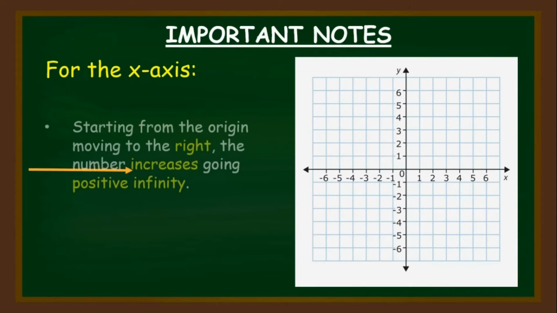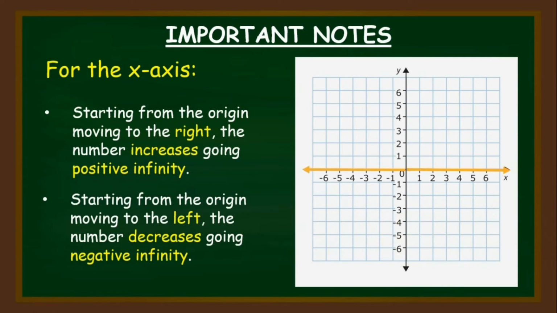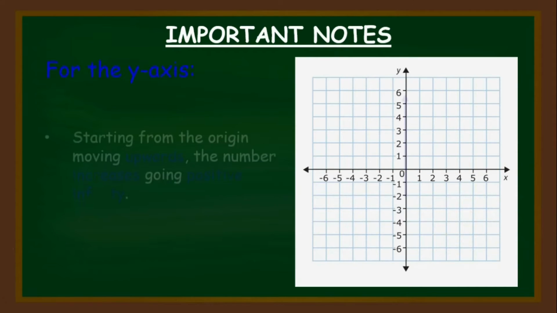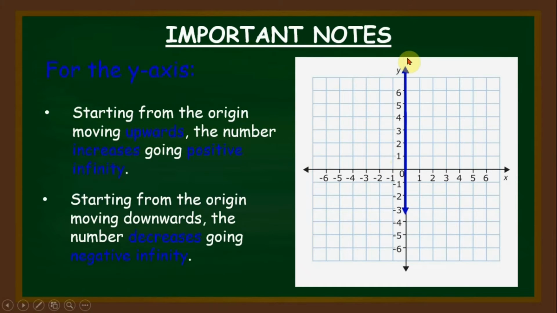Next, for the x-axis, starting from the origin moving to the right, the number increases going to positive infinity. And you have to remember that starting from the origin moving to the left, the number decreases going negative infinity. In the case of the y-axis, starting from the origin moving upwards, the number increases going to positive infinity. On the other hand, starting from the origin moving downwards, the number decreases going negative infinity.